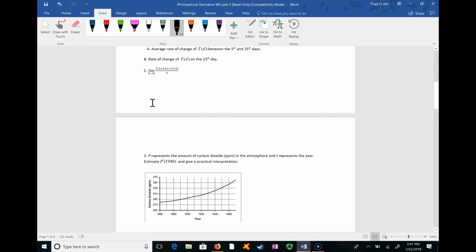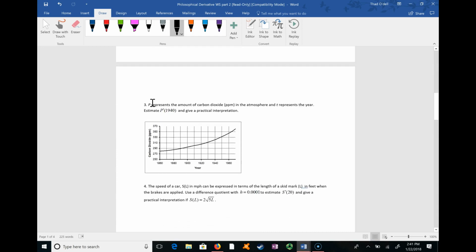Okay. P represents the amount of carbon dioxide. So we want to know the derivative at 1940, which would be right about there. So I want to draw a line that's tangent, and it kind of goes through that point right there and that point right there. I think that's what we talked about in class.